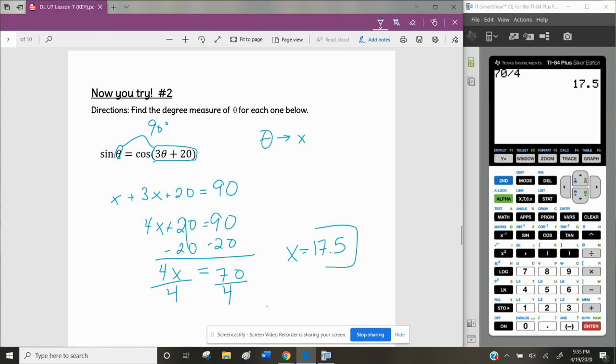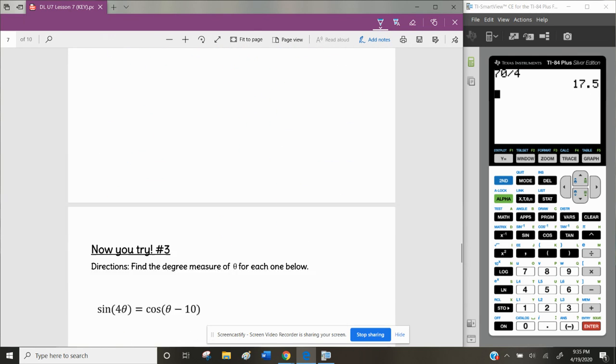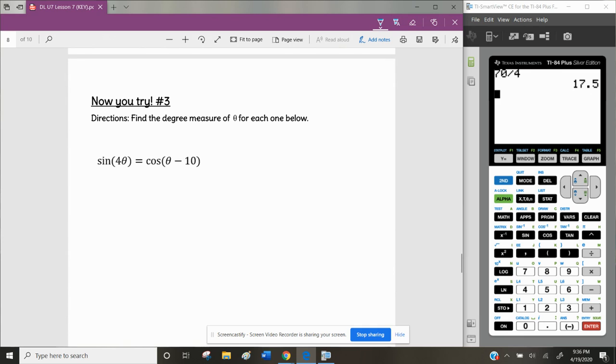Remember, you can check your answers here. So theta would be 17.5 for this question. Another one, again, pause the video if you want to try this on your own. Again, the only thing changing here is what we're putting in for sine and cosine for those angles. Again, we want these angles to add to 90 because that must be true for the relationships to be true.